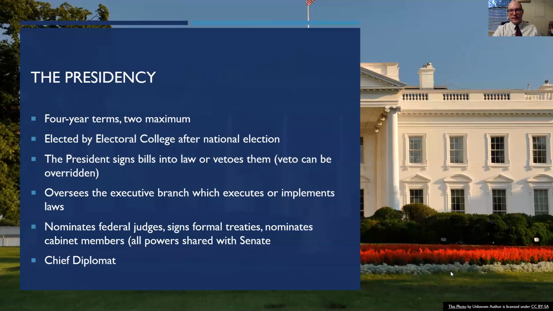Then we have the presidency, obviously, 4-year terms. After a constitutional amendment, after Franklin Roosevelt was elected 4 times, there are 2 terms maximum. If you take over office, if you become president with less than 2 years left in a term, you can still run twice, but that's a rare thing that we don't need to worry about. 4-year terms, okay, 2 maximum at this point. Again, they're elected by the Electoral College after a national election.